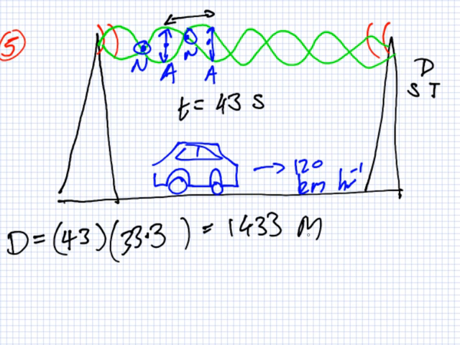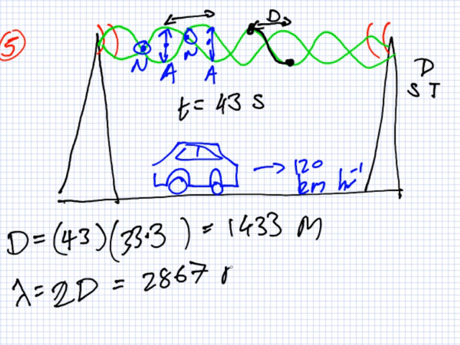Now, if you know the distance between two antinodes, what would the wavelength be? Would it be equal to this distance? Half it? Twice it? Twice of that, yeah, because the distance between antinodes is half a wave. So it'd be 2 times that. So the wavelength is 2867 meters.